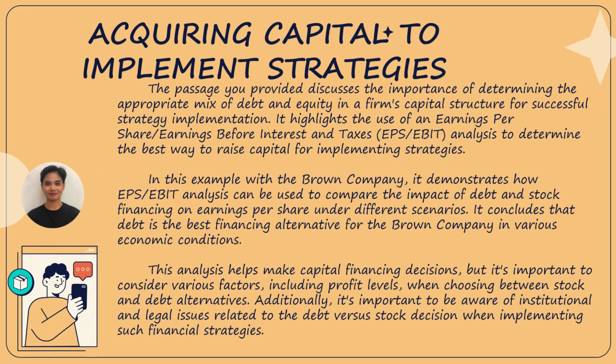Sa pagtatapos, napagkasunduan na ang utang ang pinakamahusay na alternatibong pagpapautang para sa Brown Company sa iba't ibang kondisyon ng ekonomiya. Sa tulong ng EPS-EBIT analysis na ipakita kung paano makatulong ang utang at stock financing sa kita bawat bahagi sa iba't ibang sitwasyon. Ang konklusyon ay napagpasyahan na ang paggamit ng utang ang pinakamabuting paraan para sa Brown Company. Sa pangkalahatan, ang ganitong pagsusuri ay nagbibigay daan sa kumpanya na maunawaan kung paano masusing balansehin ang pagitan ng utang at equity para sa pinakamahusay na resulta, isang mahalagang hakbang sa maayos na pangangasiwa ng kanilang pondo.